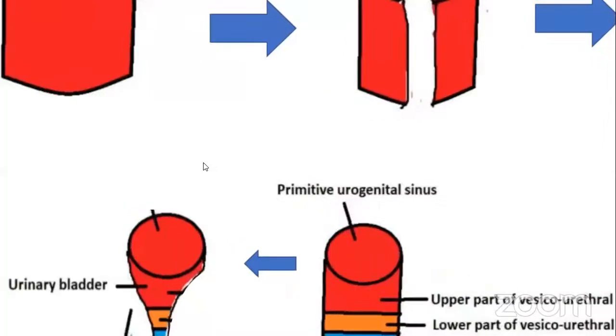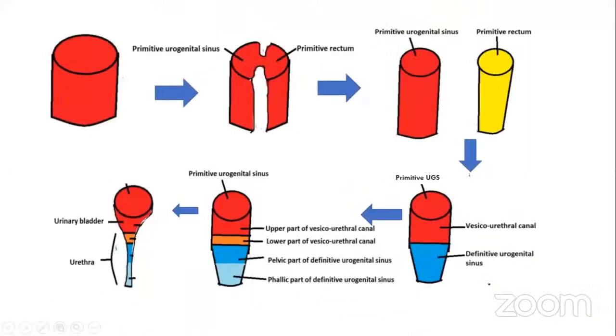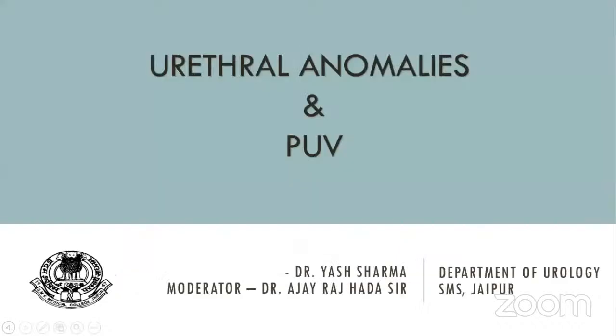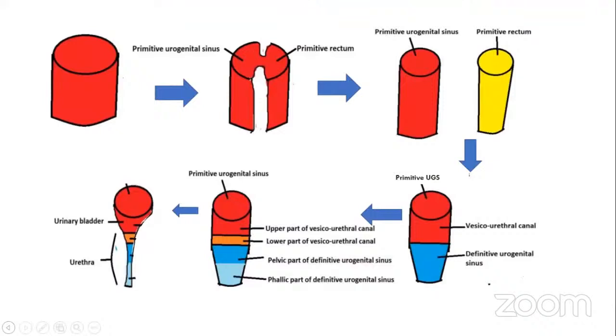Good morning, everybody. My respected teachers, I am going to present a webinar on urethral anomalies and posterior urethral valves. Before jumping to the topic, I am giving a briefing about how the urethra and bladder are formed. The cloaca divides into the primitive urogenital sinus and primitive rectum. This primitive urogenital sinus is divided into two parts: the vesico-urethral canal and the definitive urogenital sinus.